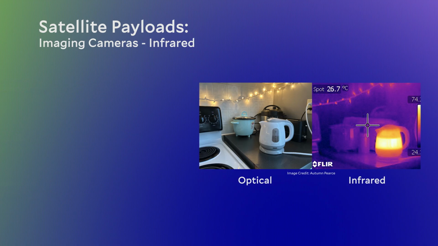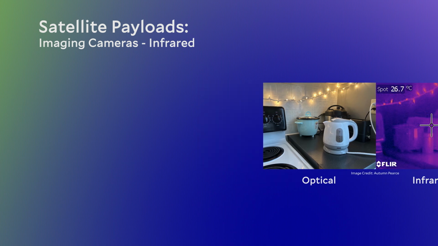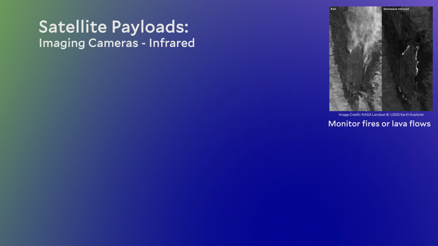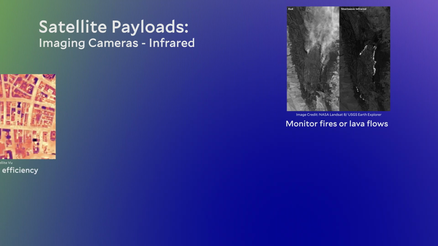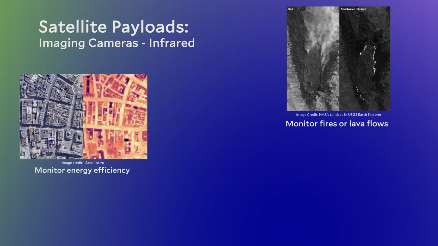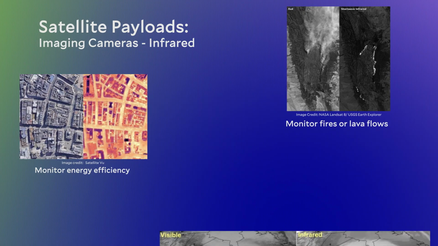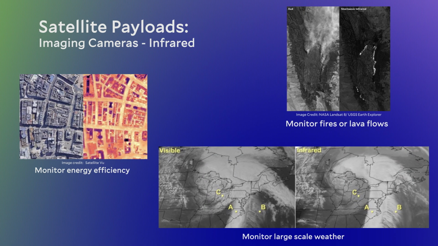So, for example, infrared images can more easily detect and monitor forest fires or lava flows as compared to an optical image, since they can see temperature differences. In more urban environments, infrared images can be used to estimate energy efficiency or heat sinks in a city. For weather forecasting, combining both optical and infrared imaging provides a much more complete picture of cloud layers and the temperature gradients in the atmosphere, which in turn means better forecasting.